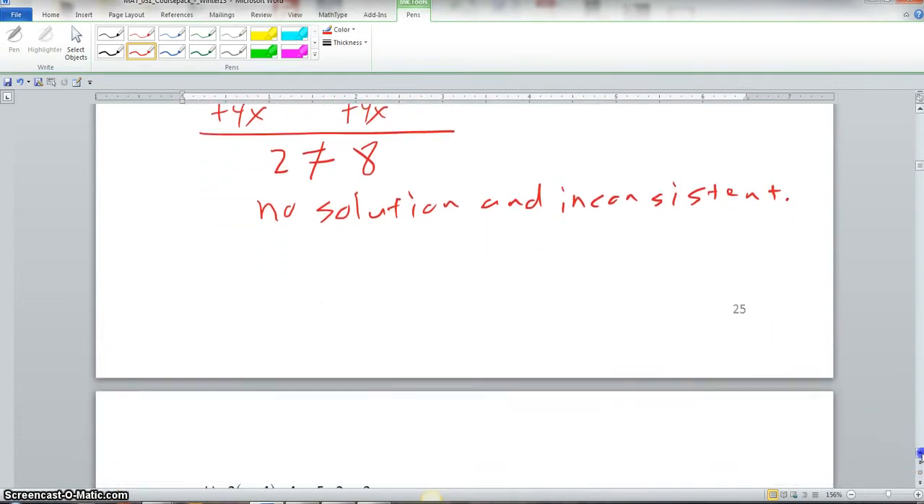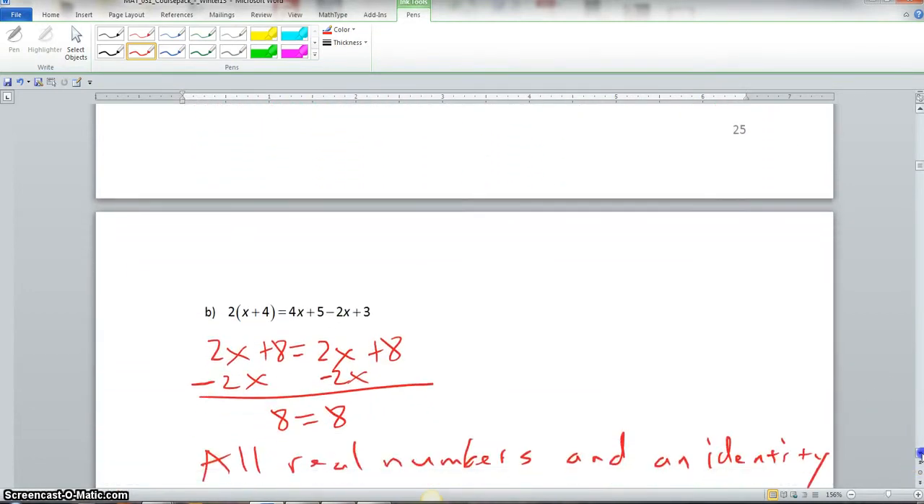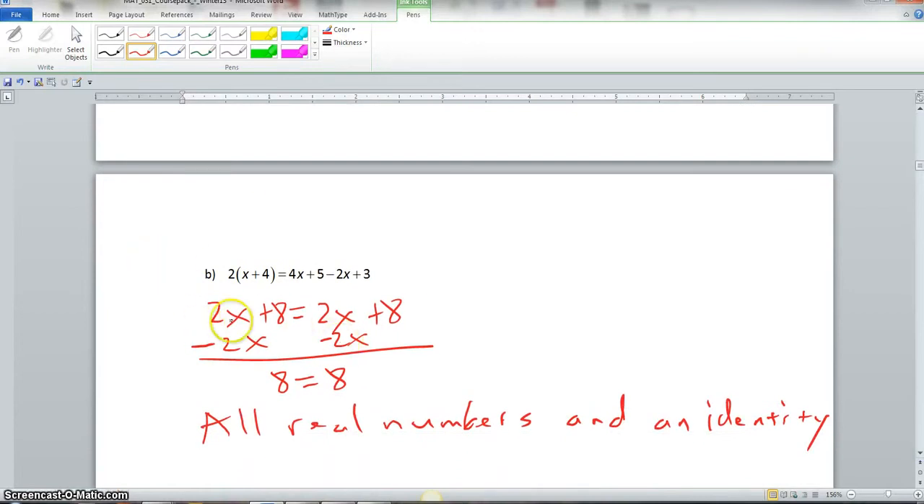Now, when we come down here to B, if you notice, before we even subtracted 2x on both sides, on the left side, we had 2x plus 8, and on the right side, we had the exact same thing. When you have two sides of the equation equal to each other, that should tip you off that it's all real numbers and an identity.